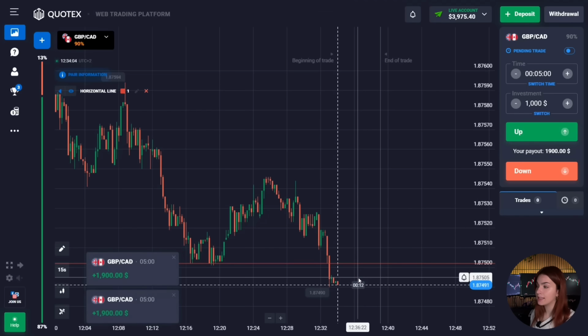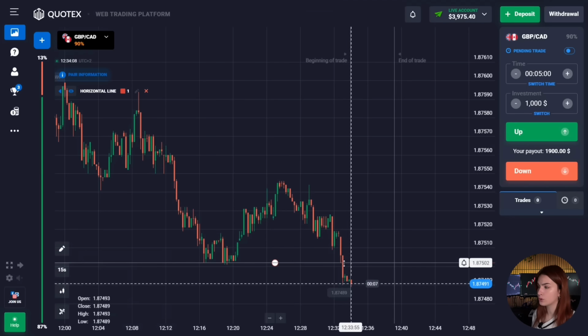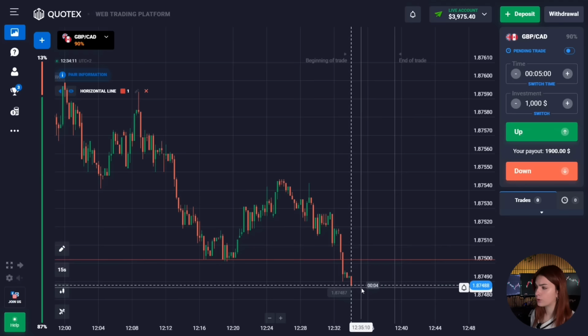So my dear traders, that's excellent. The price continued to move down and the support level was also broken. Here we got the profit, guys. 5 minutes was just enough for us. Such a trading situation worked out quite well.